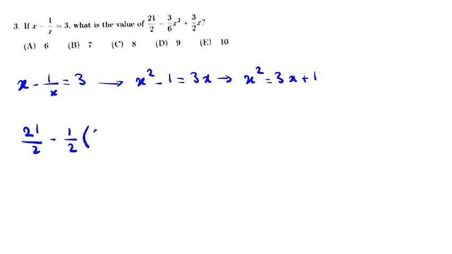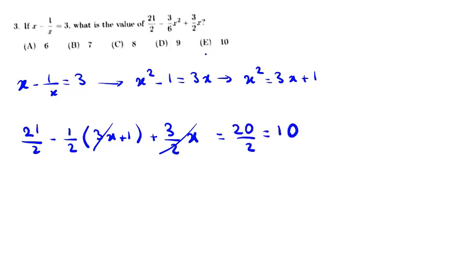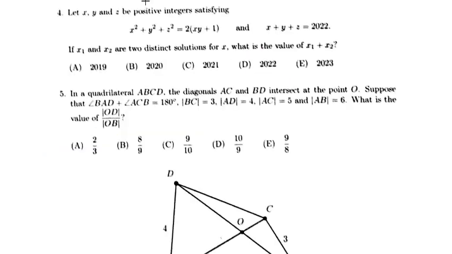X squared is what? 3x plus 1 plus 3 over 2x. So you can cancel. It's negative 3x over 2. It is positive 3x over 2. You can cancel. This 21 over 2 minus 1 over 2 will be 20 over 2, will be 10. So the answer is E.